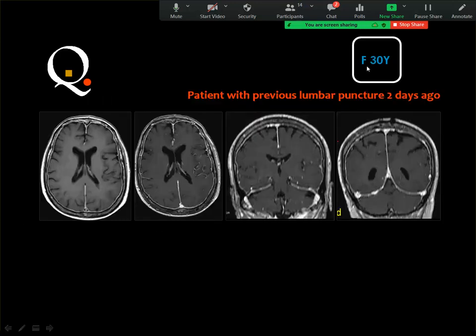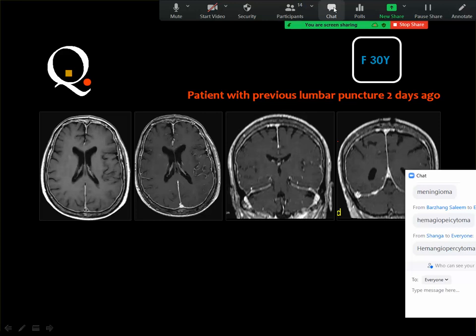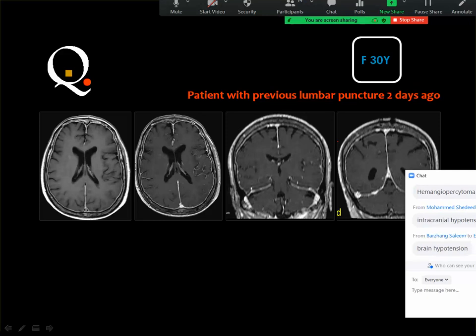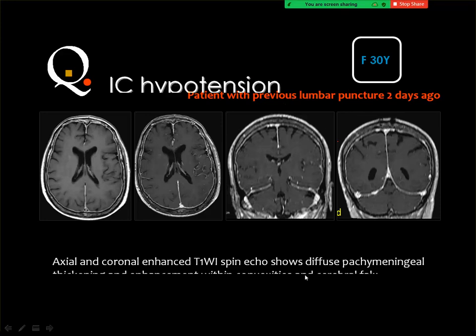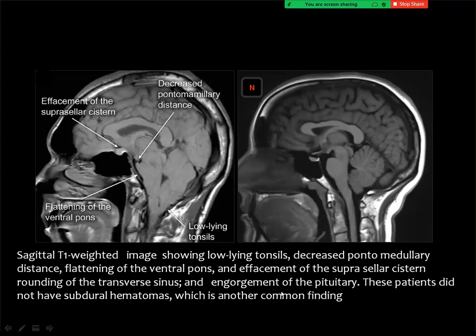Okay. This is a female patient, 30 years old, with a recent history of lumbar puncture. Yes, the answer is right. This history is diagnostic, of course. If you see diffuse leptomeningeal enhancement, and you have here a positive history of lumbar puncture or CSF leak, then you can easily diagnose the possibility of intracranial hypotension.